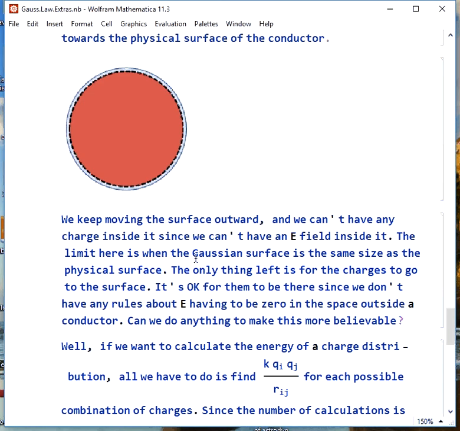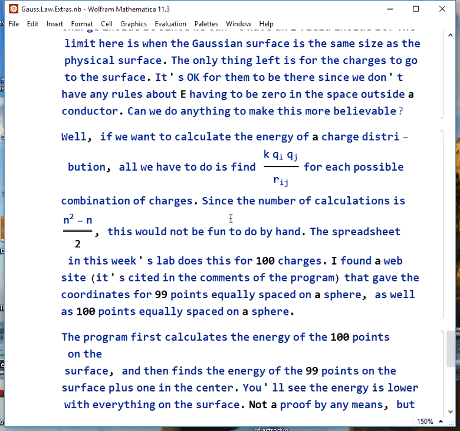What else would help us understand this? Well, the energy of a charge distribution would just involve calculating this k q_i q_j over r_ij. Notice that's not squared because we're talking about energy, not force. We'd have to calculate this for every possible combination of charges. That number of calculations will be n squared minus n over 2. So if we had just 3 charges, that's 3 calculations. If we had 10 charges, now we're at 45 calculations, and it just gets bigger and bigger faster. We wouldn't want to do this by hand.